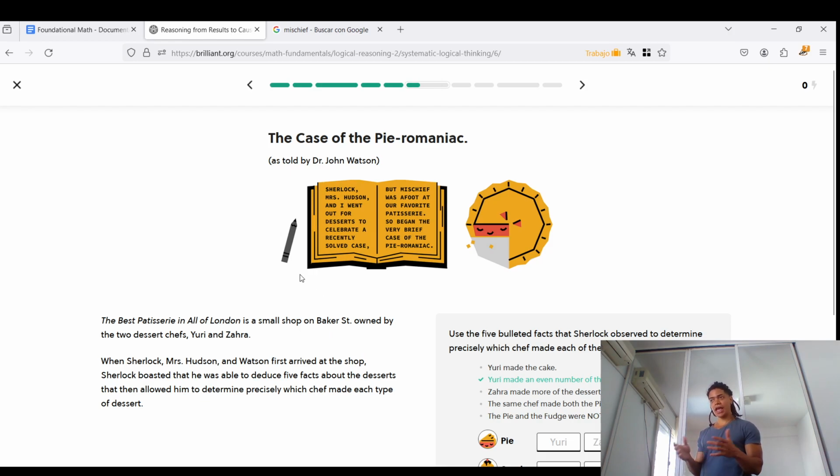So this is the case of the Pyromanic. So Sherlock and Mr. Hudson and I went out for a dessert to celebrate a recently solved case. But mischief was afoot at our favorite pasticier. So began the very brief case of the pyromanic.